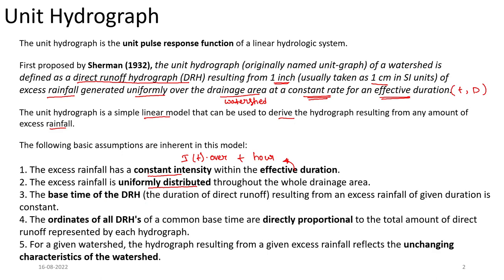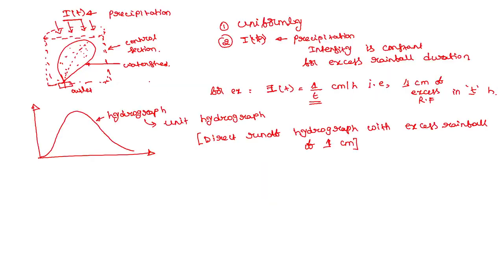One is that the base time of the DRH resulting from excess rainfall of a given duration is constant. All these points are trivial, but only remember these first two points. These are the important points. Sometimes you may expect some theory question by twisting these two assumptions. So keep this definition in mind as well as these two definitions.